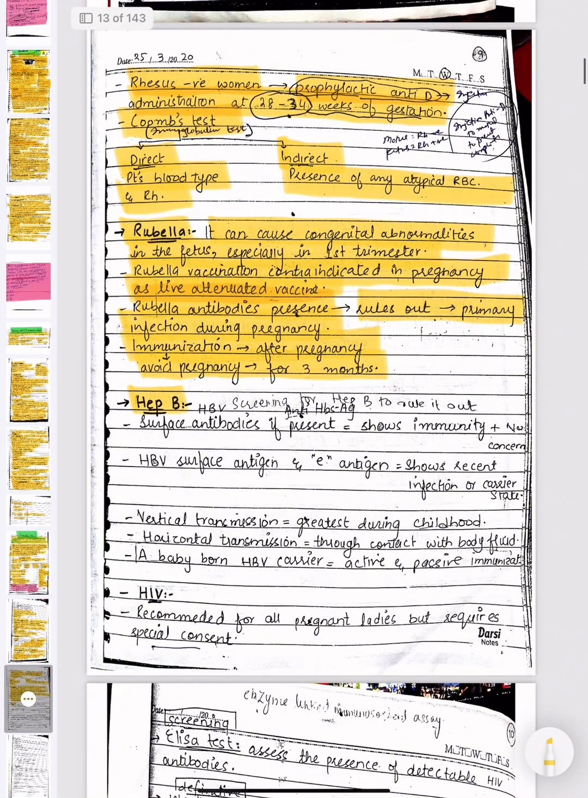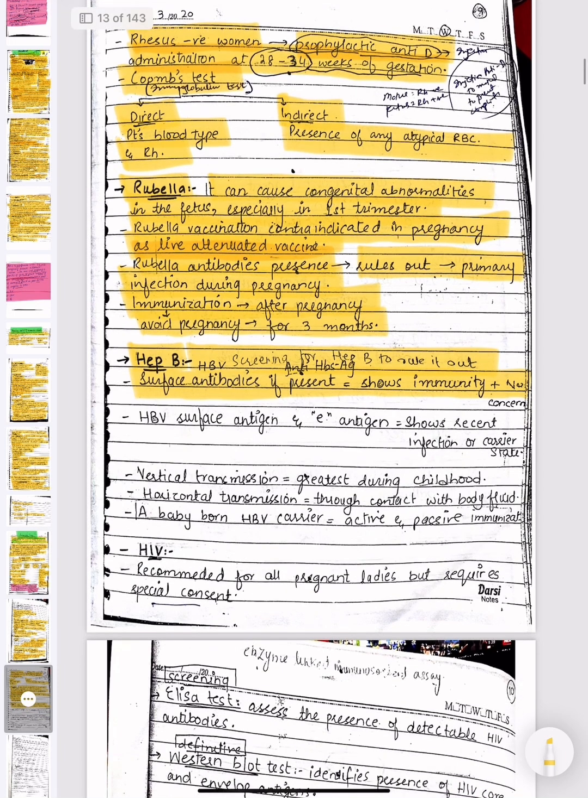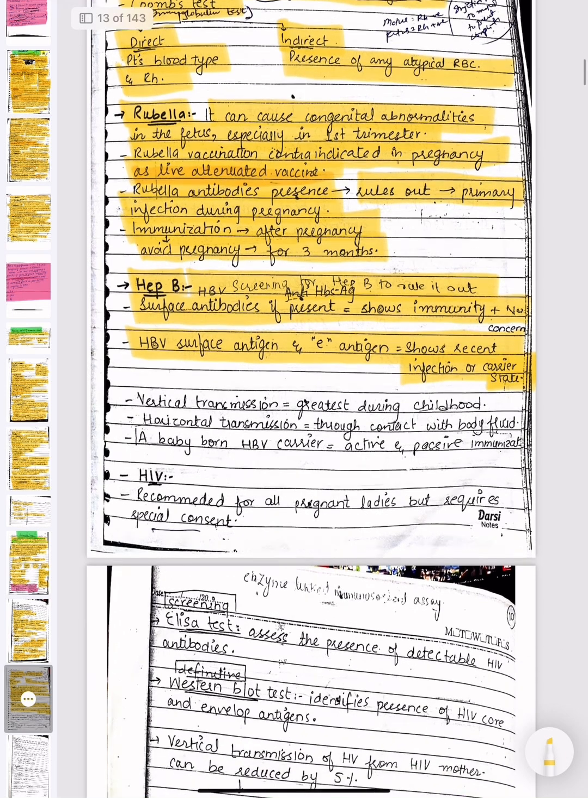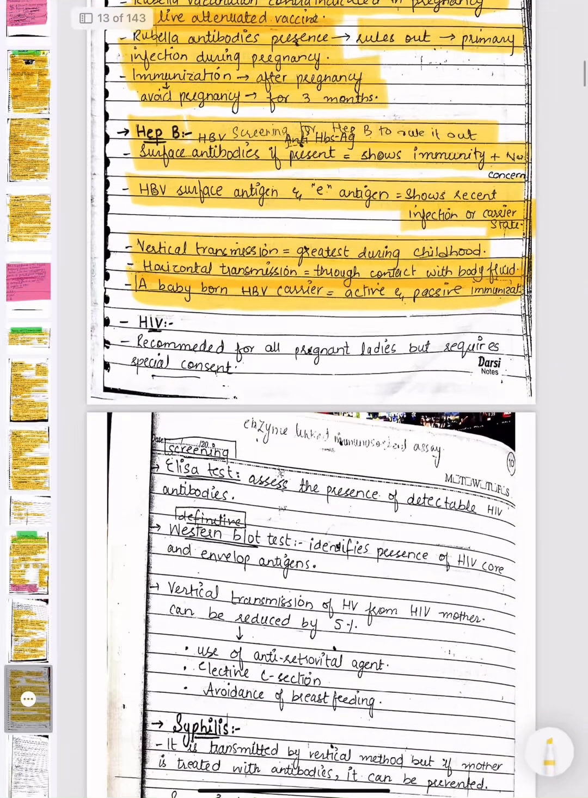Then hepatitis B screening is done. In HBV screening, surface antibodies, if present, show immunity, so no concern. HBV surface antigen and E antigen show recent infection or carrier state. Vertical transmission is greatest during childhood. Horizontal transmission is through contact with bloody fluid, and for a baby born to an HBV carrier mother, active and passive immunization is given.